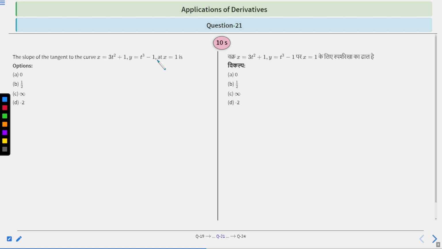So you have 10 seconds to solve this question. After 10 seconds, we will discuss the solution, okay?